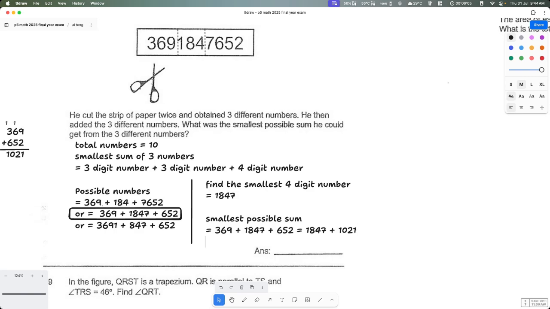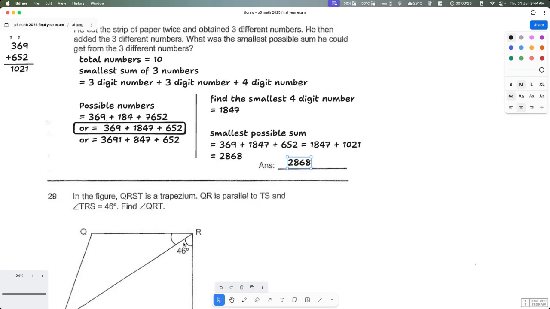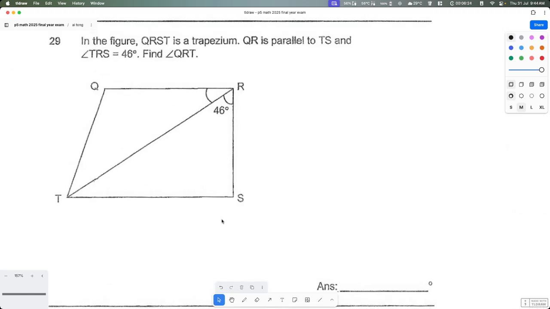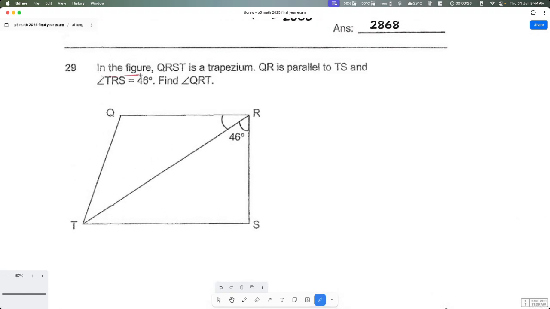Okay, so I think we can add all of this up. And this will become 2868. And there you go, that's the answer, 2868. Right, so in this case, the answer is this, 2868. Okay, let's move on to question 29. Okay, question 29. In the figure, QRST is a trapezium.